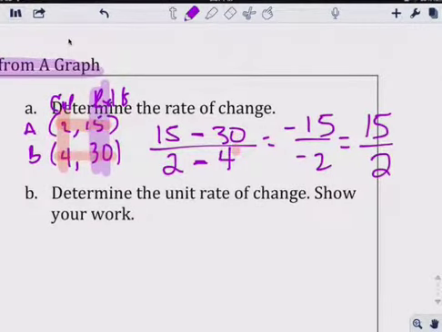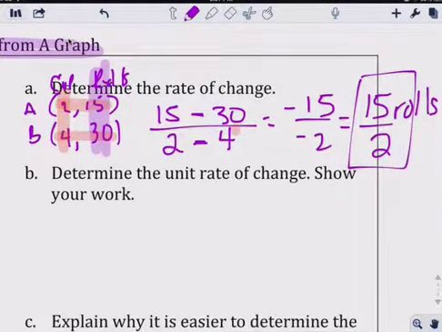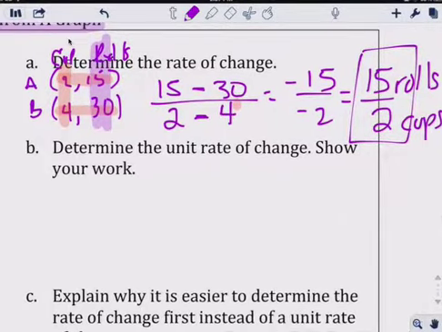This just happened to be the same. 15 rolls will be made with 2 cups. Okay? That's your rate of change.